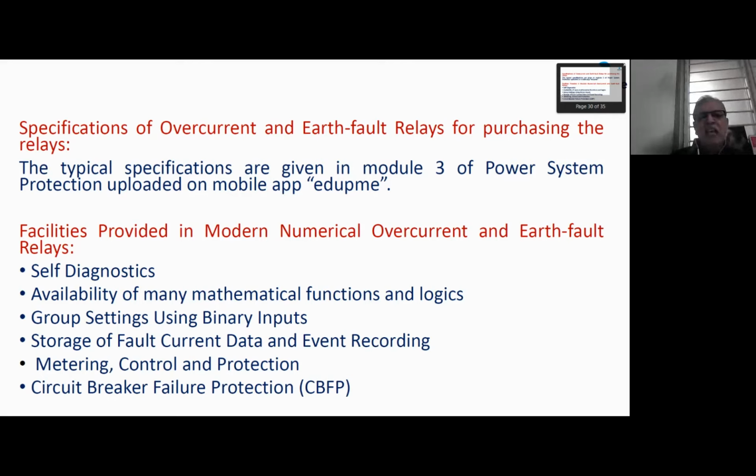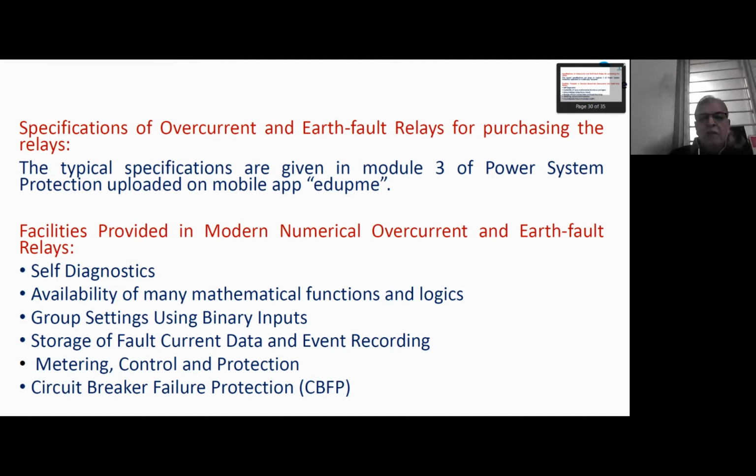Self-diagnostics, that is, the relay sees its own fault. You do not have to periodically test the relay. If there is something wrong with the hardware or software of the relay, it will announce the kind of fault on the display window. All numerical relays have a display window, so it will announce. Because of this, the relays are much more reliable and the availability of the power system increases. And if the availability increases, the electricity company will earn more.